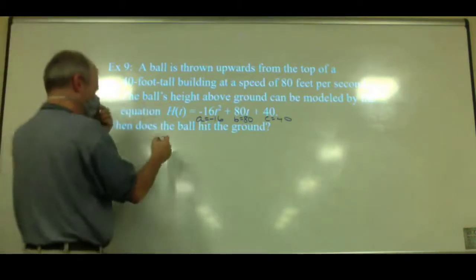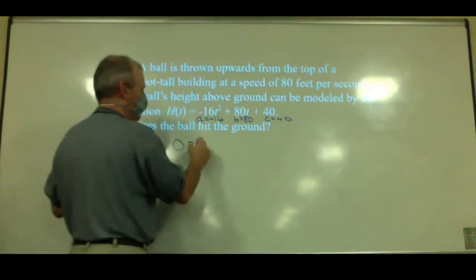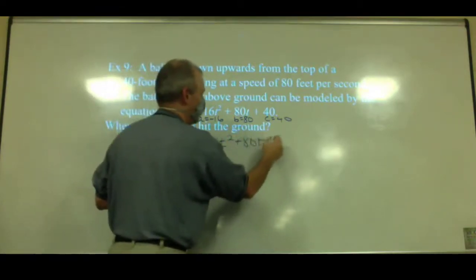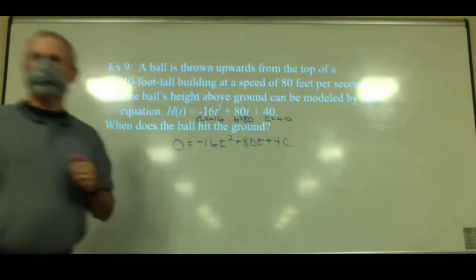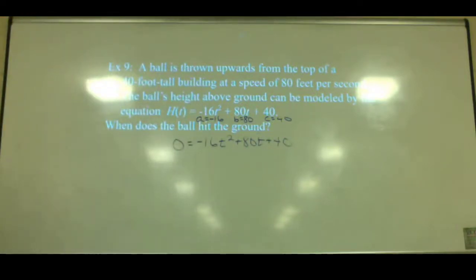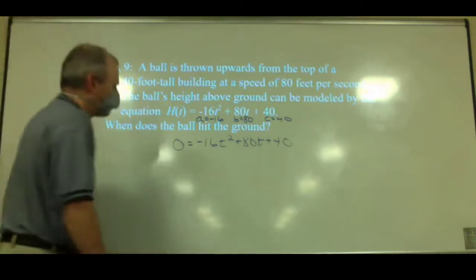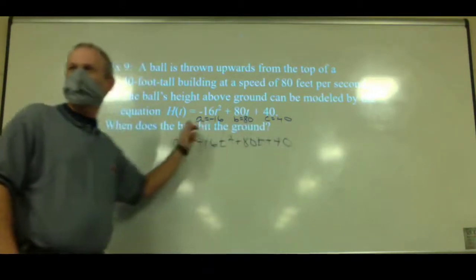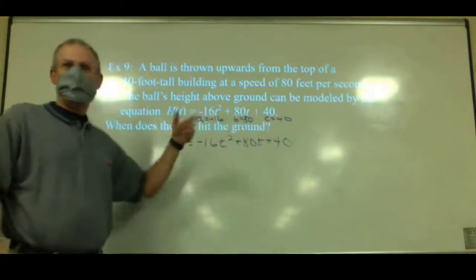But that means we're going to have 0 equals negative 16t squared plus 80t plus 40. Do you see how that's what we just did? We're finding the x-intercepts when it's going to hit at 0. So now we're going to use that second piece that we just talked about, the quadratic formula. We've still got A, B, and C right here. They haven't changed. So we're just going to plug them in.